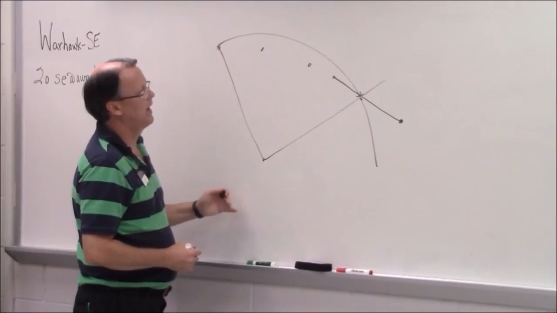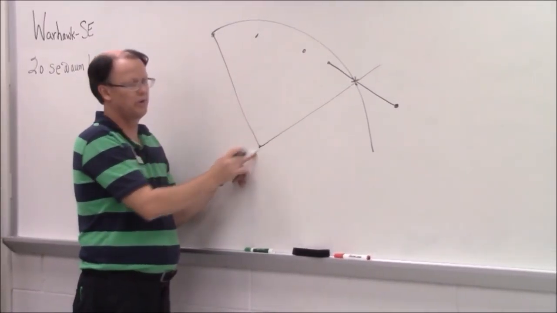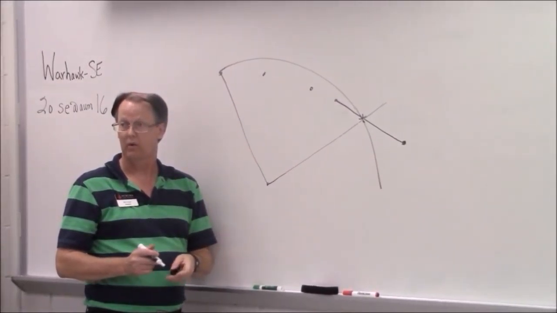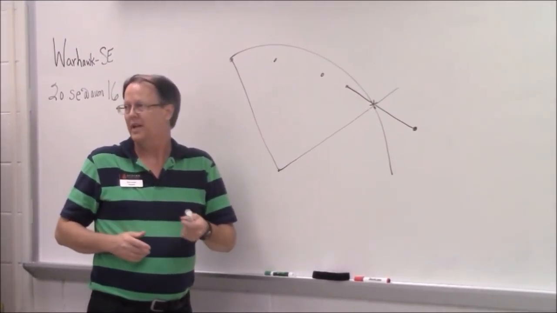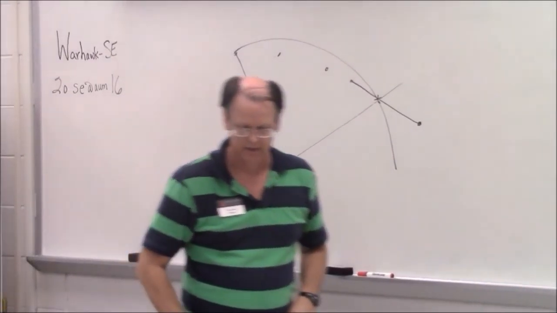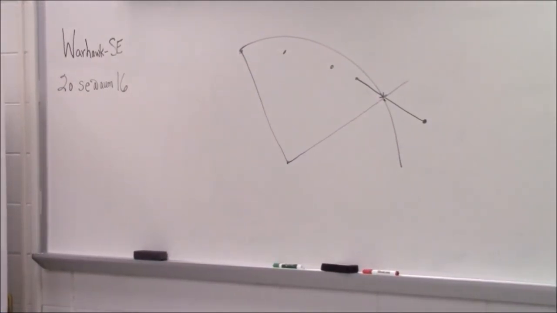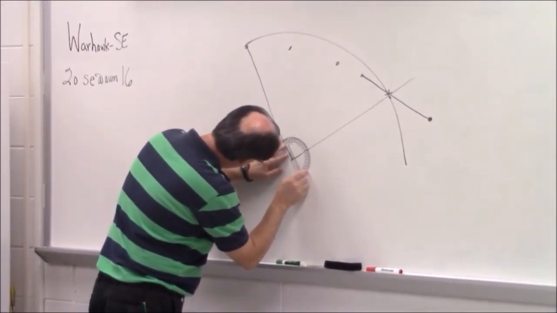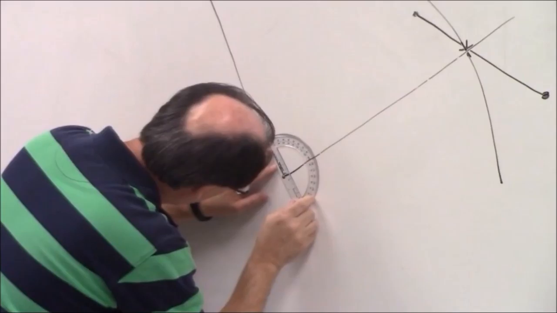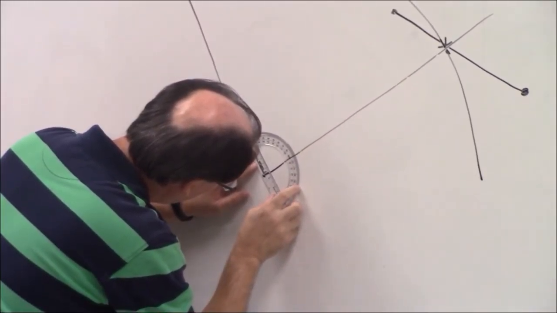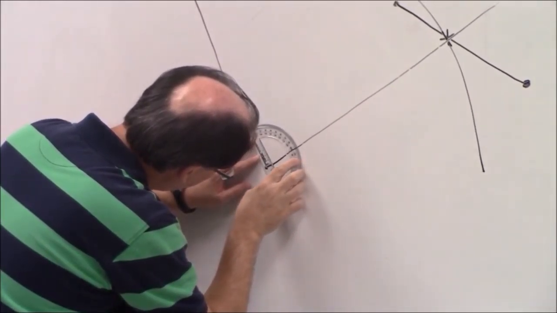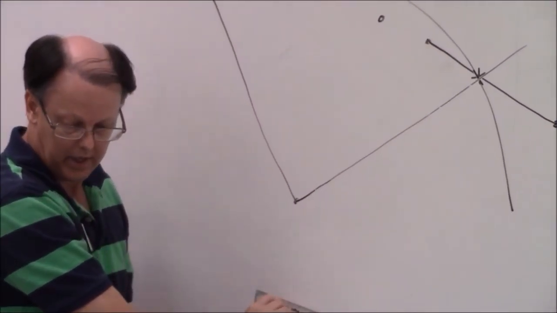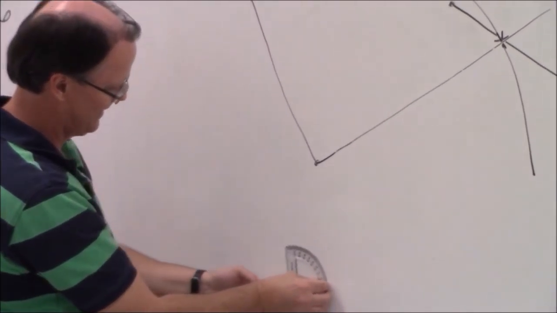Okay, so I know that solar noon is halfway from here to here in terms of angle. There's two ways I can do that. The easiest, well, one way is I can take my protractor and measure that angle, and it is, in this picture, almost like 94 degrees. Okay, so, I have to get off the board.